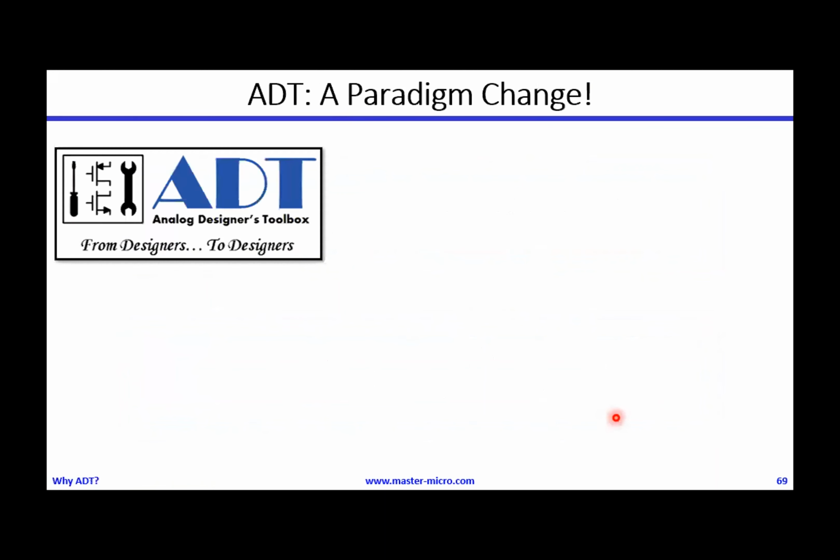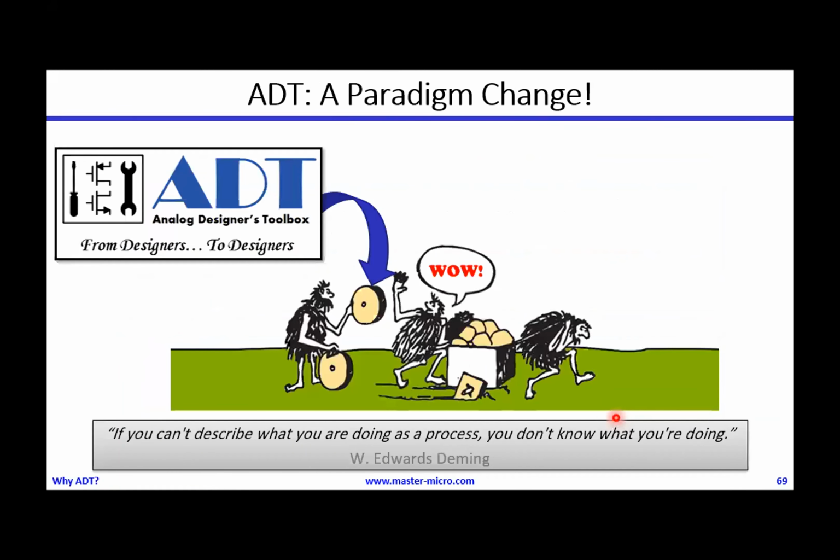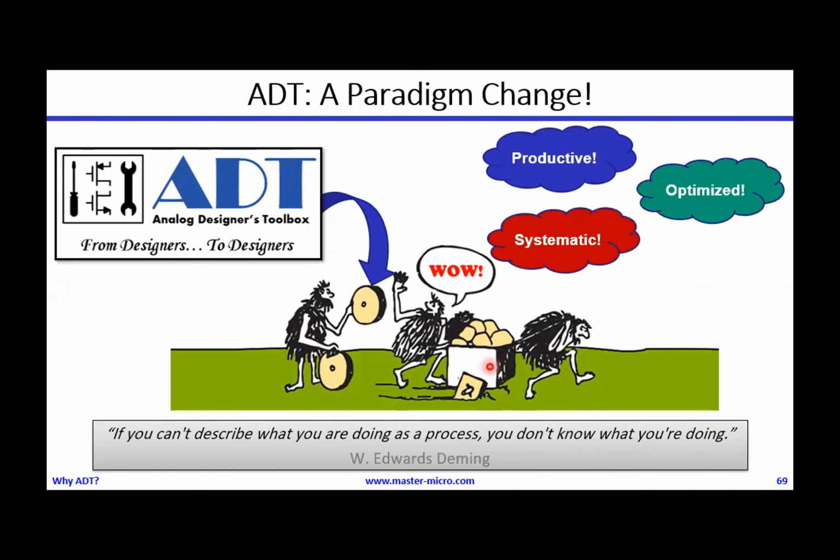So what we are offering actually is a paradigm change in the analog IC design flow. It is not fair, it is not sane to use the 50 years old design methodology. The electronics have witnessed, as we said, tremendous change, and the analog IC design flow needs a change as well. We want to make it more productive, more systematic, more optimized, and more fun. We simply want you to know what you are doing. It is not just a trial and error process.